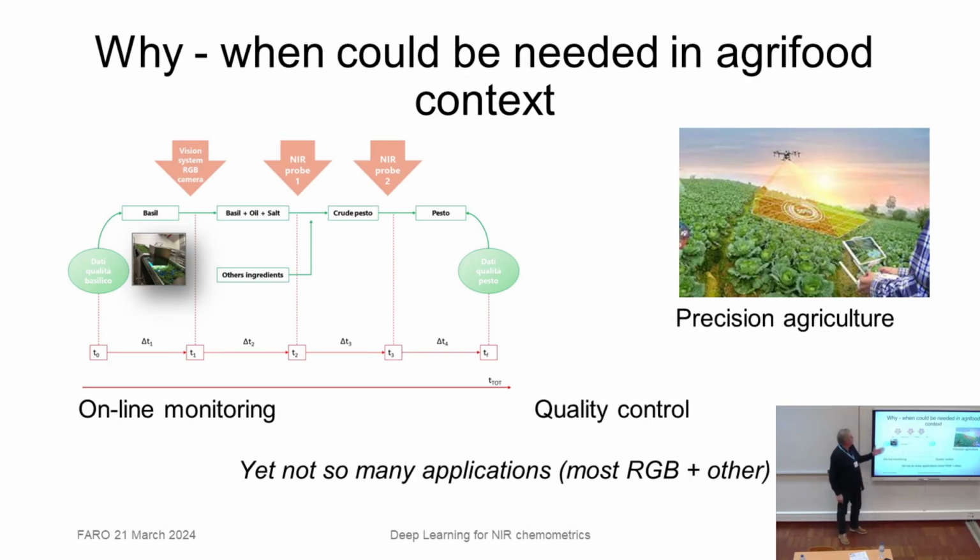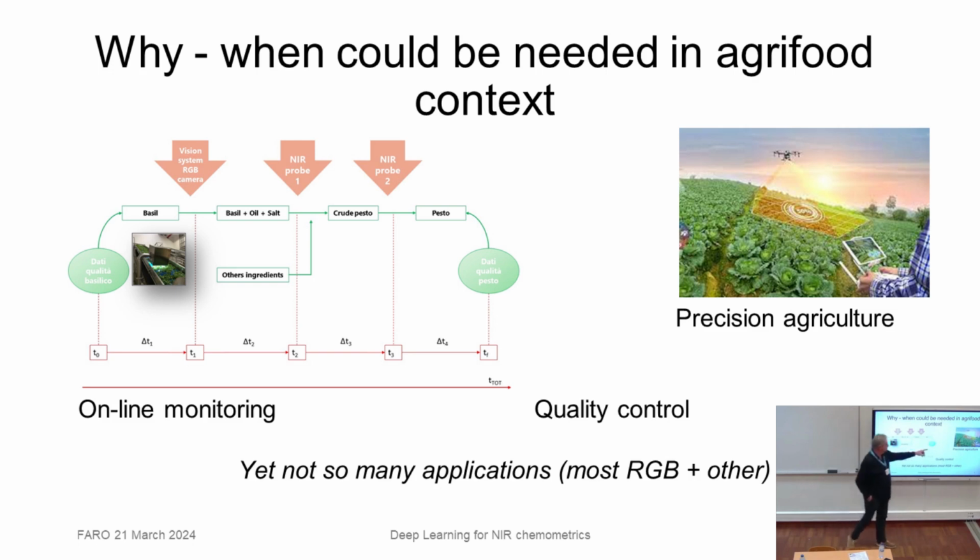First, when and why could it be needed to fuse image and spectrum, for example? So, for online monitoring, here you have the example. It's from basil processing to like pesto, I think. And here, for example, you have a vision system, you have to do it virtually, just without touching. Okay. So for process online monitoring, for example, but also for quality control.